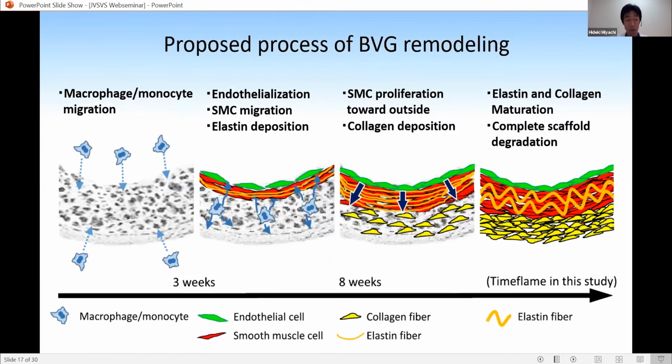We propose this BVG remodeling as shown here. In our BVG model, SMC proliferates and migrates circumferentially towards the outside of BVG. But of course, the direction of neotissue formation may change depending on the materials and the manufacturing method of BVG.